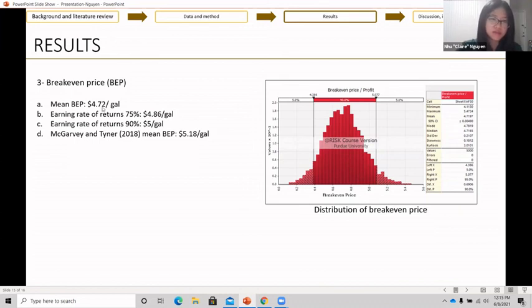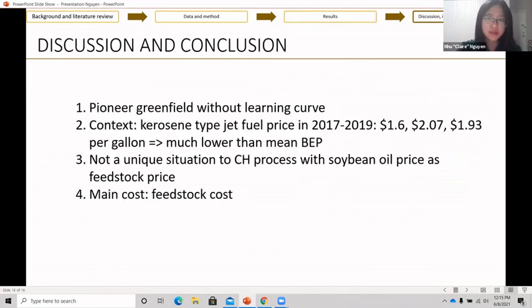And so our mean break-even price is lower than the mean break-even price of McGavie and Tyner, which indicates some improvements in their technology over time. And finally, the conclusion. Our study is based on a pioneer green fuel plant without any learning curve. So we can imagine that if we have an nth brownfield with a learning curve, then we can save a lot of cost, and we can have a much more positive net present value.